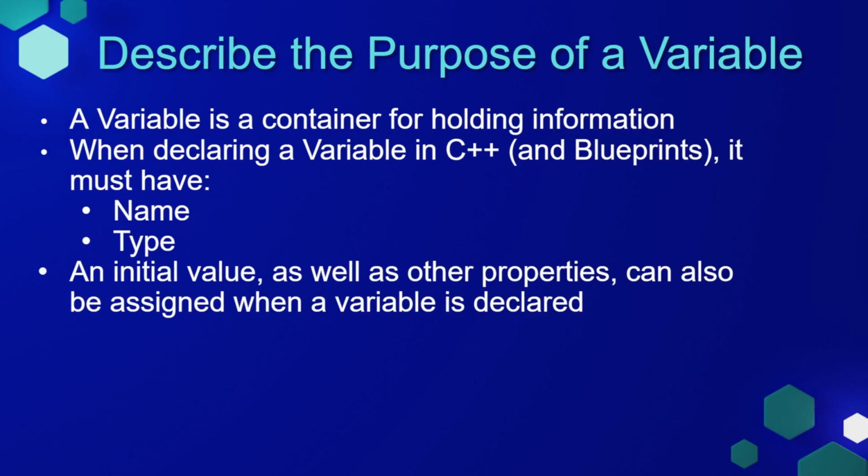A variable is a container for holding information. When declaring a variable in C++ and Blueprints, it must have at least two things, a name and a type. An initial value, as well as other properties, can also be assigned when a variable is declared.